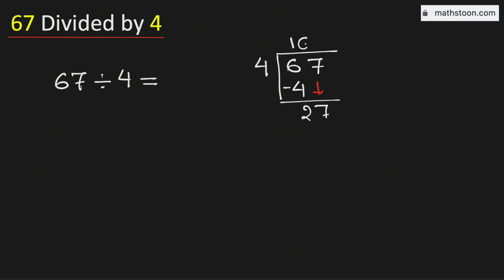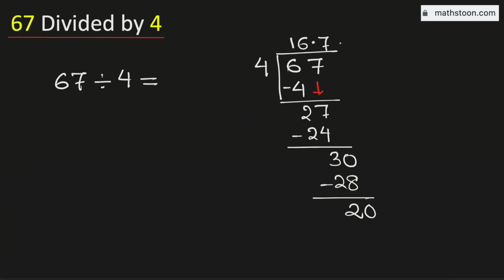Now 4 times 6 is 24. Subtract, we get 3. Now 3 is less than 4, but we have no number to bring down here. So in this case, we will put a decimal here so that we can borrow 1 0. Now 4 times 7 is 28. Subtract, we get 2. 2 is less than 4, so we will again borrow 1 0.